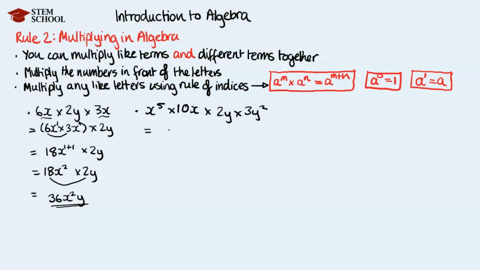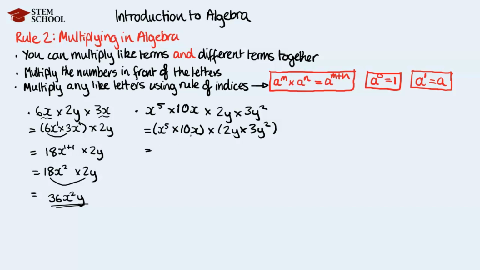Let's do the same thing. Let's separate it into two brackets of the two different letters. We have an x and a y. So we'll have an x bracket here: x to the power of 5 multiplied by 10x. Then we'll do the y bracket: 2y multiplied by 3y squared. Okay, so let's deal with the first bracket. We have x to the power of 5 times 10x.